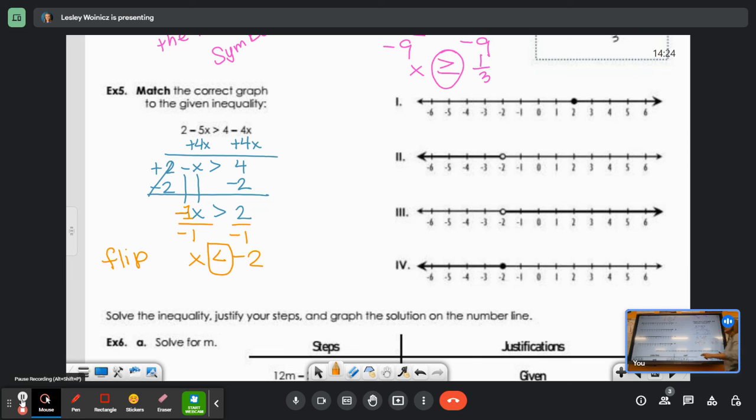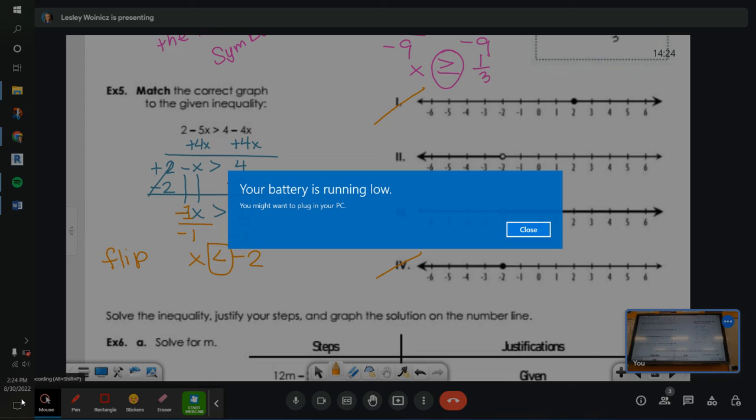IV is 4. Yes. We're going to eliminate 1 and 4 because they have the wrong kind of dot. We don't want a filled-in dot. We want an open dot. You only get a filled-in dot when it's equal. Which one of these is less than -2? 2. Yes. Okay.